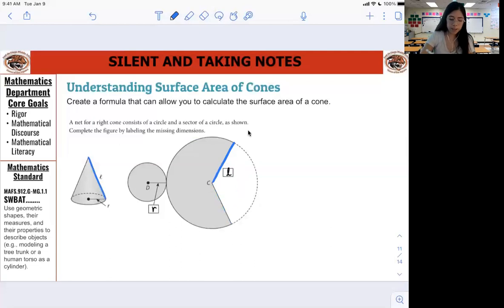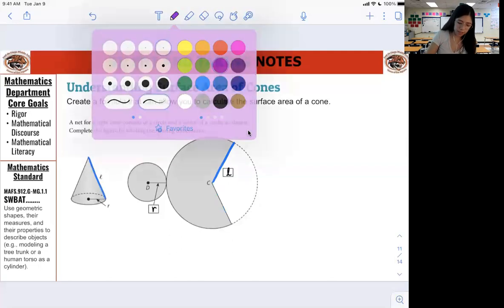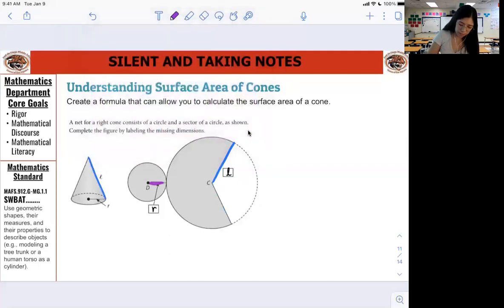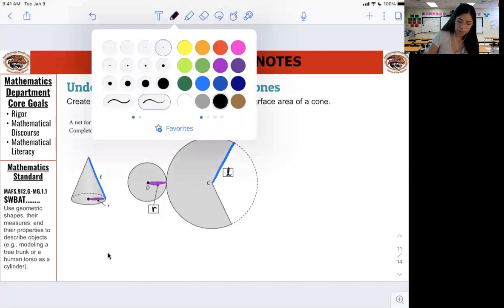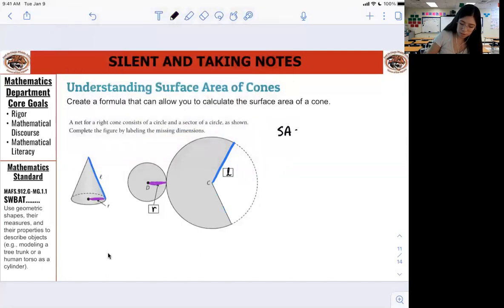Okay, so this is the length. And then this is the radius. Now, the surface area is going to be the area of the circle, we'll call it C, plus the area of this.